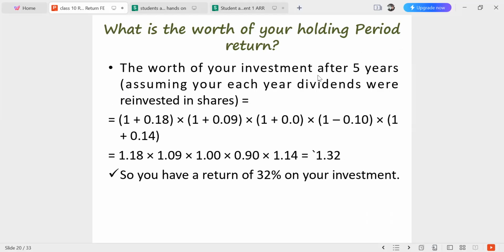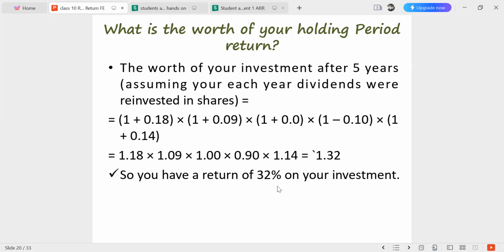So the worth of your investment after 5 years, assuming each year's return is this, is simply your 1 rupee compounded for 18%. Similarly, second year for 9%, 0%. Then there is a negative return in the fourth year, 10%, and this. And so if you see, your 1 rupee has grown to 1.32. So there is a 32% jump in your investment.